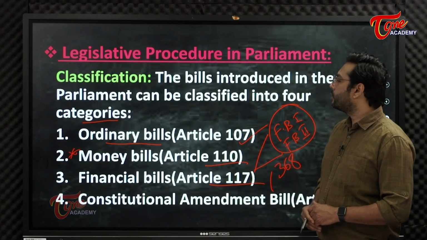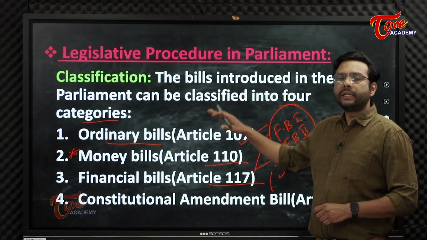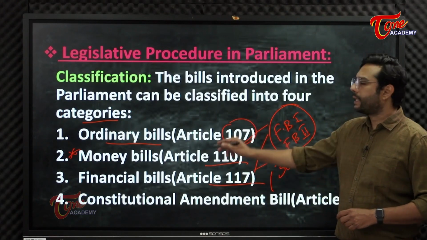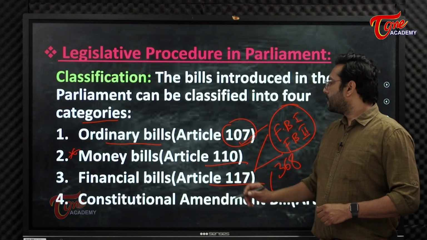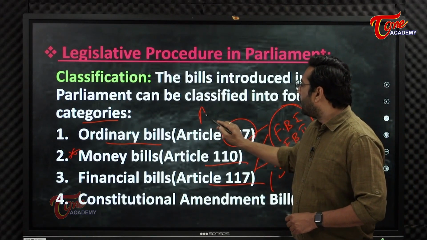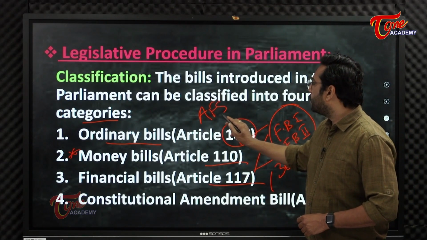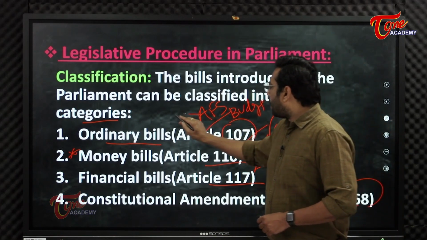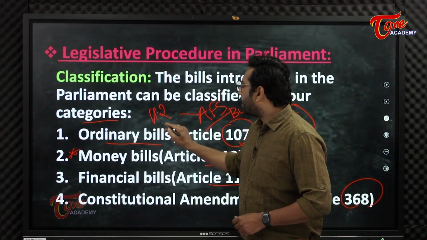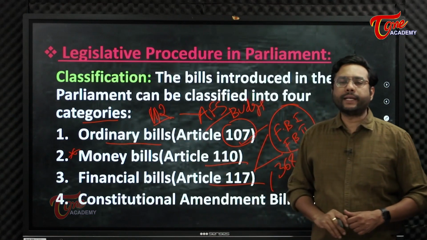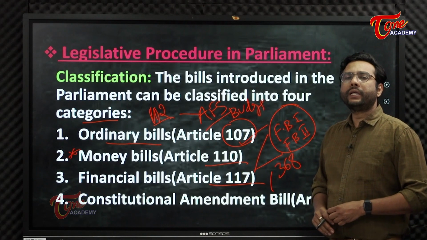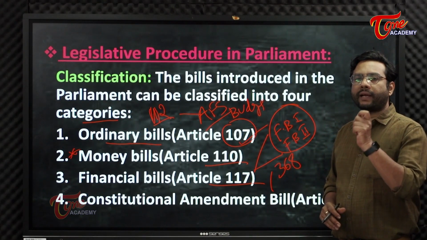So what we generally need to understand here is that bills are of four types. We also need to remember the articles, they are important. As we know, we have an annual financial statement, which we generally call the budget. We have the budget under Article 112. Under Article 112, we have the annual financial statement. Budget is not mentioned in the Constitution; we generally call it an annual financial statement.